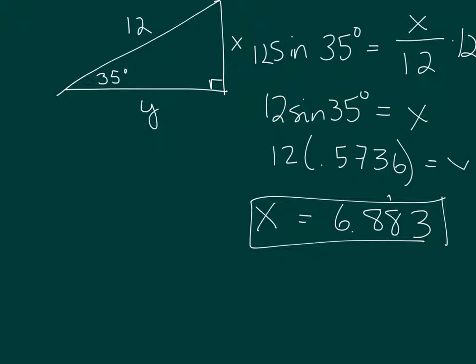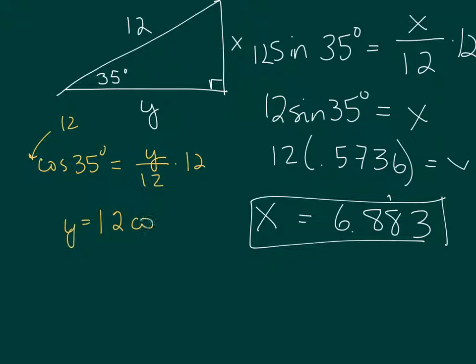If I'm going to use cosine, I could say the cosine of 35 is the adjacent leg over the hypotenuse. Multiply both sides by 12. So y becomes 12 times the cosine of 35 degrees, and I'm just going to look at my calculator for that. That gives us y is equal to 9.8298.